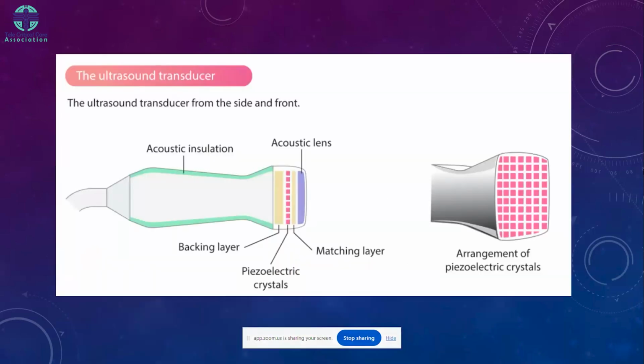So, an ultrasound transducer basically is made up of an acoustic lens followed by a matching layer, then a layer of piezoelectric crystals, a backing layer, and acoustic insulation so that the frequency remains constant. And these piezoelectric crystals are then stimulated by electric current and converted into ultrasound waves. The arrangement of piezoelectric crystals is fixed in particular transducers.